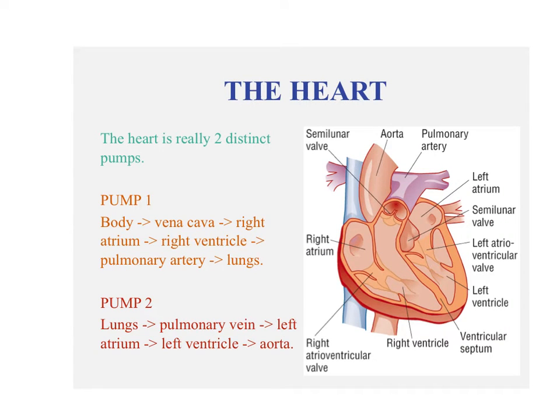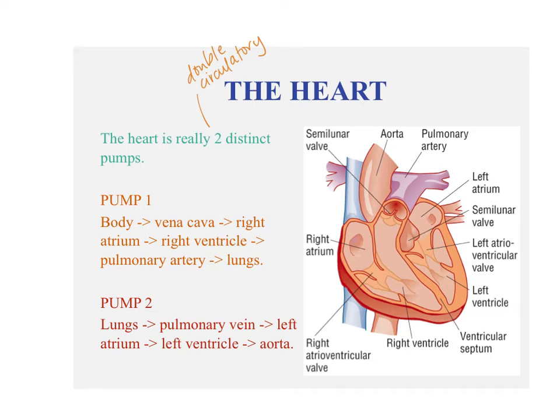And the heart is actually, when you think about it, two separate systems, because we know that we're looking at a double circulatory system. We did that in the last lesson. So the blood has to flow through the heart twice to get from a deoxygenated state to an oxygenated state and then out to the body. And those two separate pumps are as follows.